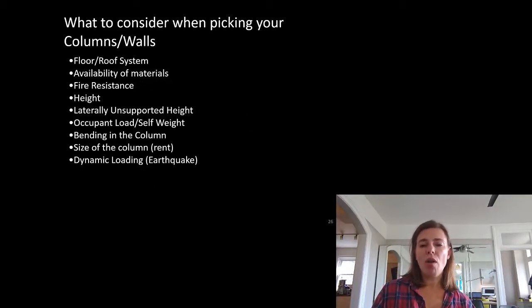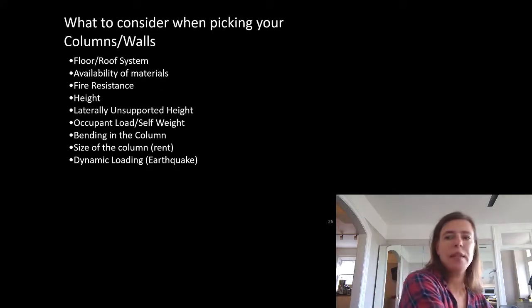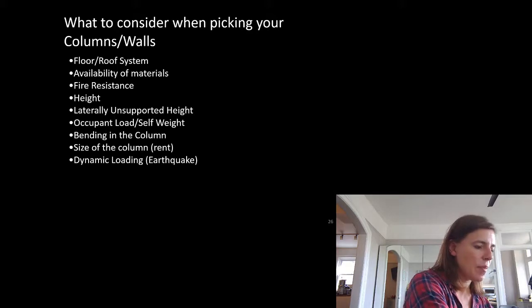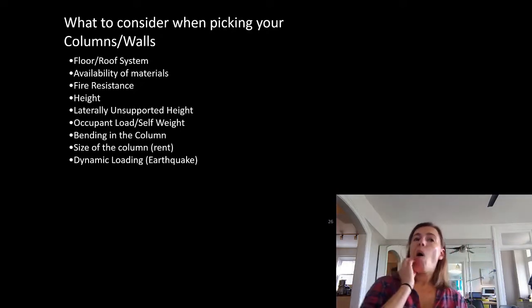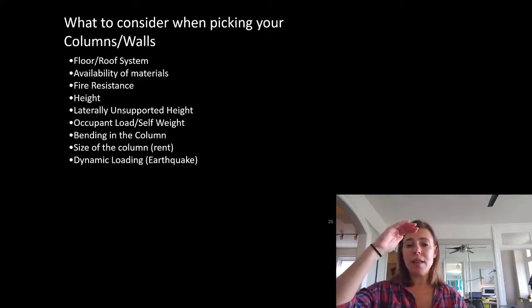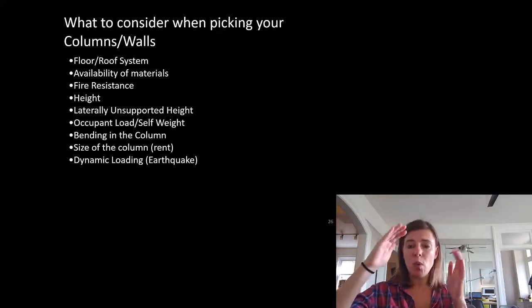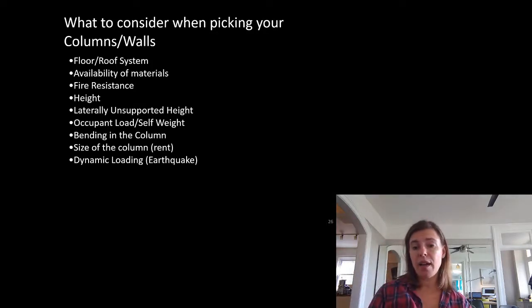So how do you pick your columns and walls? Again, what is the rest of the building built out of? What is the floor and roof system built out of? You're probably going to match that if you can. Again, the availability of materials, fire resistance, what's the height? Maybe you need to make a change because in that one spot, there's a really high zone. So that can have a play in it. Maybe that needs to be different than everything else.